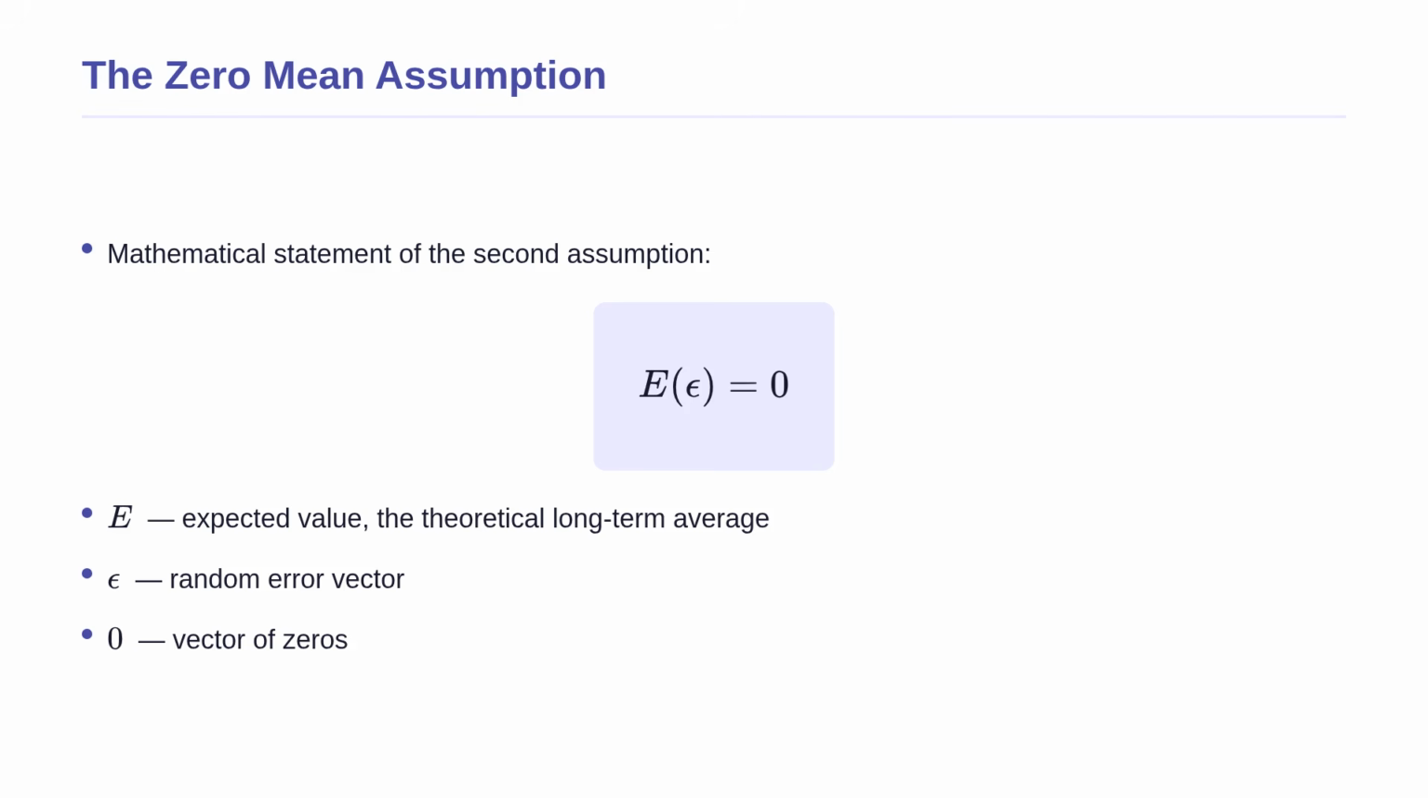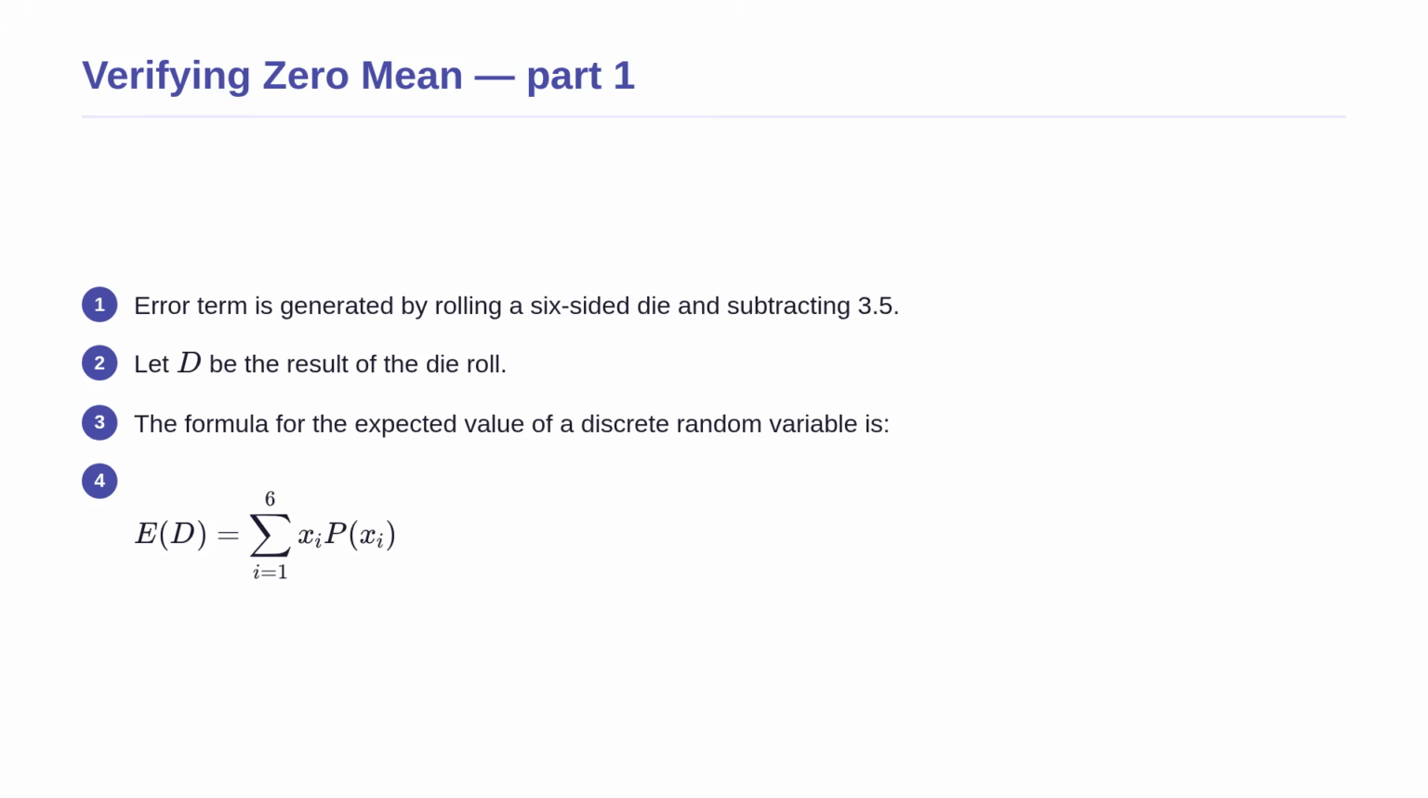The symbol E stands for the expected value, which is the theoretical average over the long run. Epsilon is our random error vector, and 0 is a vector of zeros. If the expected value increases above 0, it means our model is consistently overestimating. This rule ensures that positive mistakes and negative mistakes perfectly cancel each other out. To see how this works in practice, let us verify this assumption with an example.